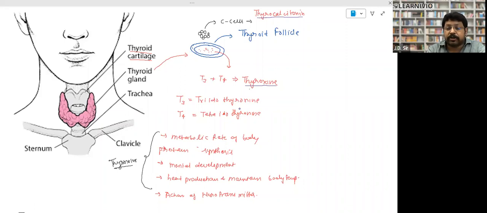Yes, sir. If thyroxine hormone is not there, the frog will not metamorphose. What does it mean? Look. What is thyroxine? It is a combination of T3 and T4, triiodothyronine and tetraiodothyronine.